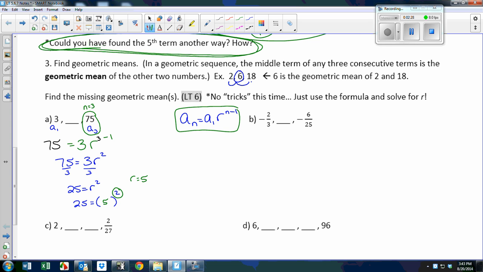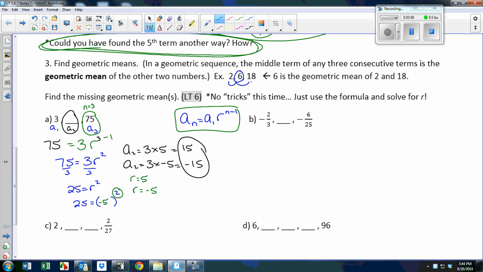But if the exponent is even and you're trying to figure out what you could square to make 25, don't forget that you could square the negative 5. Negative 5 times negative 5 would also give you 25. So r could be negative 5 as well. So what that means is this. The missing a2 term that we were trying to find, the geometric mean, a2 is equal to the first term 3 times 5, but it could also be equal to 3 times the r negative 5. So you have the answer 15 or the answer negative 15. Either one of those could be the missing geometric mean for A.